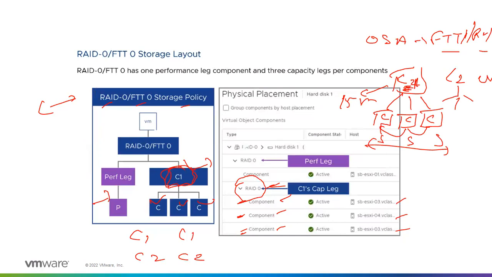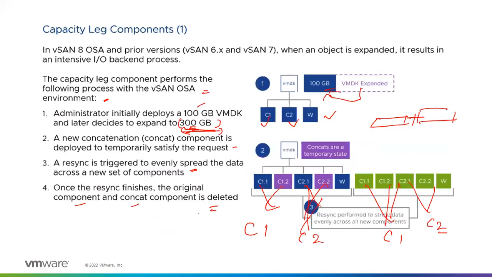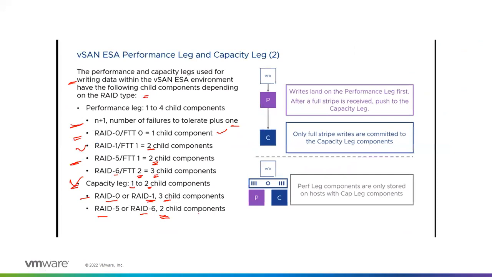The one we are talking about here is RAID 0, FTT 0. However, my original component is one, but it will be placed on three different places, three sub-components, or I would say three child components. These are my child components, right? Yes, sir.